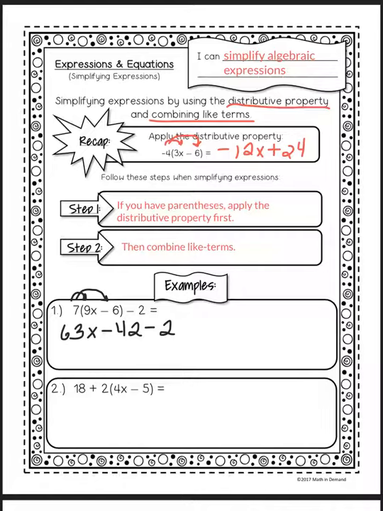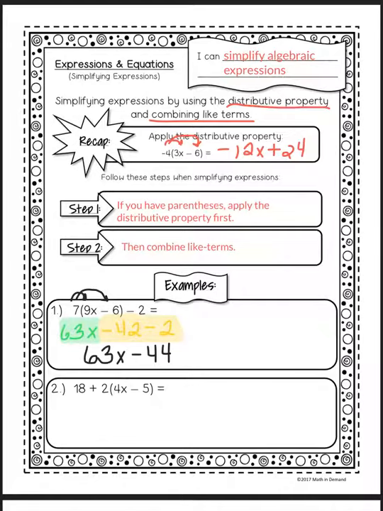Now I'm going to look, do I have any like terms? I notice that there are no other terms like 63x, so I just leave it. I do notice that these two are both constants. They're plain old numbers, so I could combine them. And after combining the negative 42 and the negative 2, I end up with negative 44. So I end up with 63x minus 44. And again, that's as simple as I can make that.